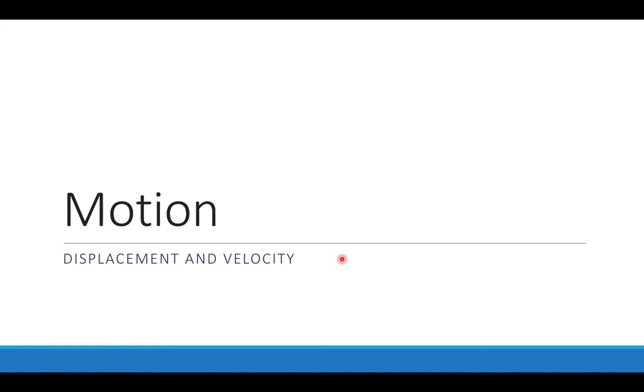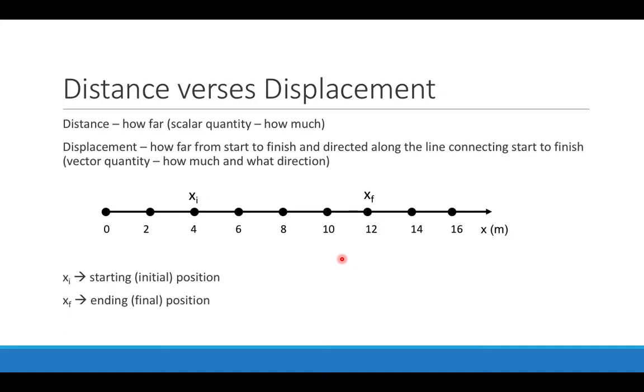The next topic in motion is something called displacement and velocity. So we've already discussed distance, which is basically how far an object moves during some time interval. It's called a scalar quantity. So in physics, there's two types of quantities that we can describe. Scalar quantities have magnitude only, meaning how much, what is their size, and that's distance, right?